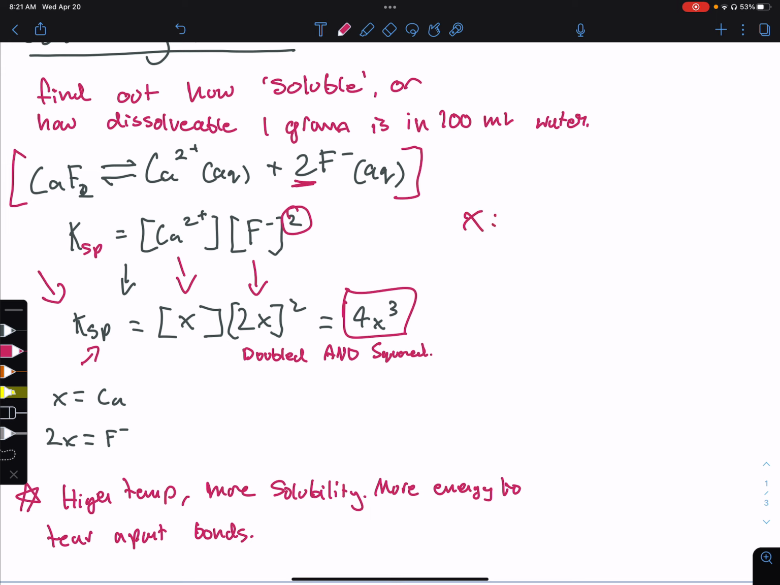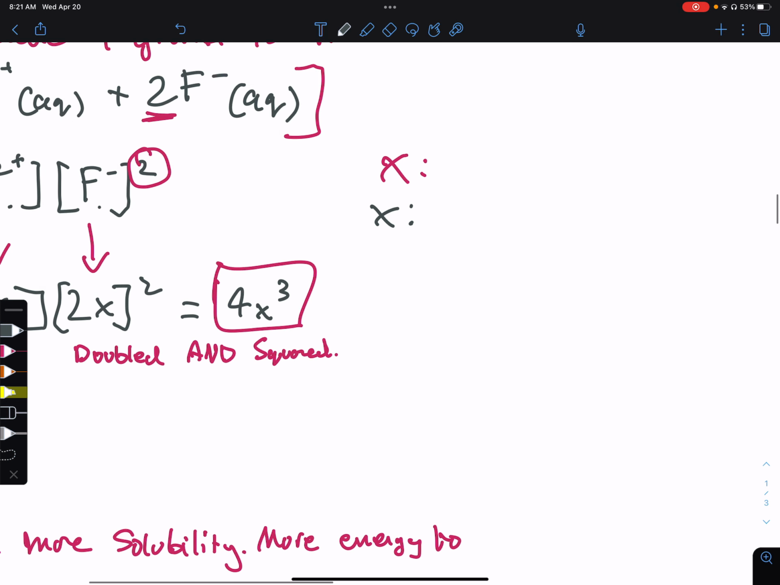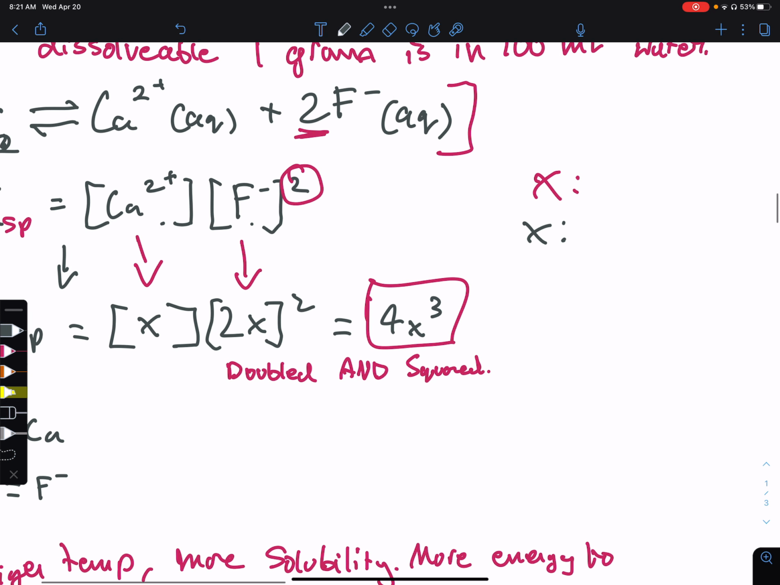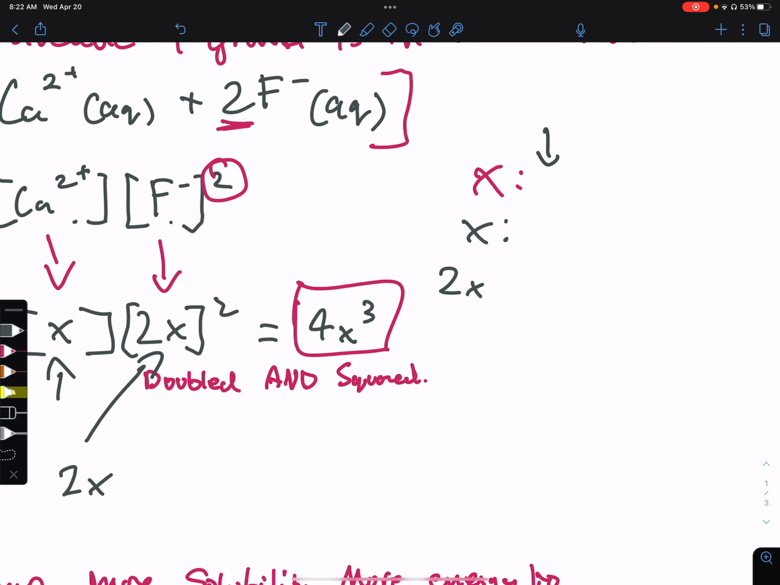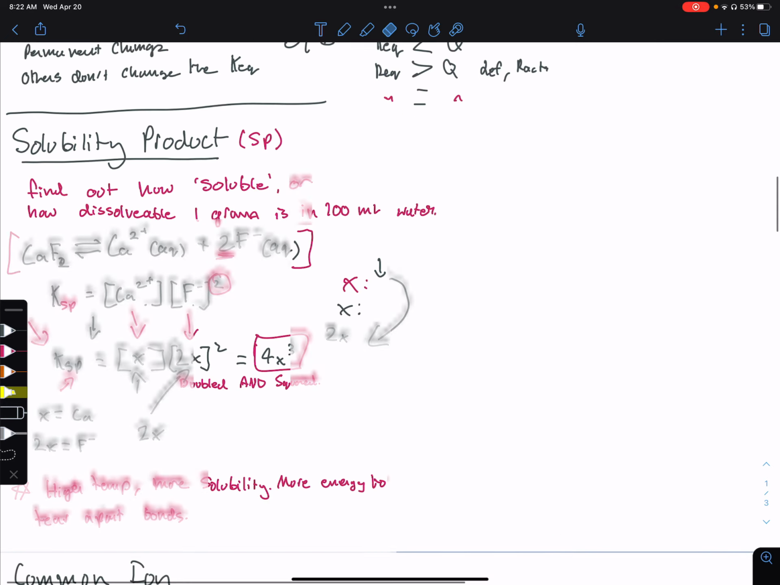And once you get your x value, you can find Ca and F2 by multiplying. So Ca is straight x, so that's fine. F is actually 2x. So you take this value of x which you found and multiply it by 2 to find the concentration of F. Whew, crazy, right?